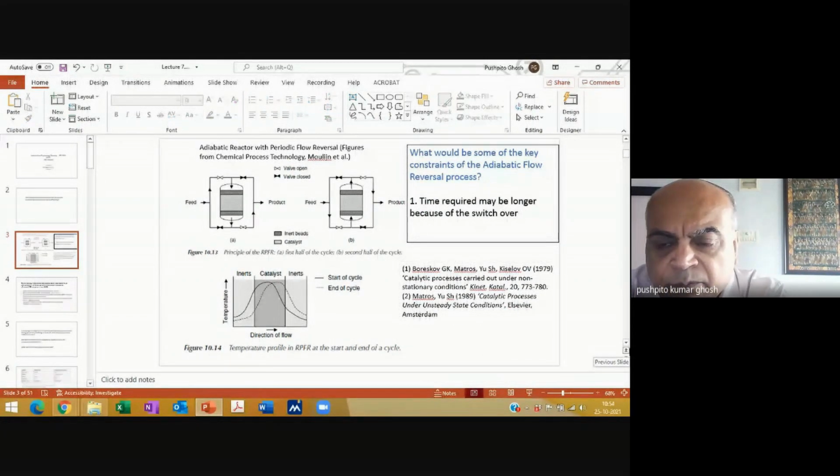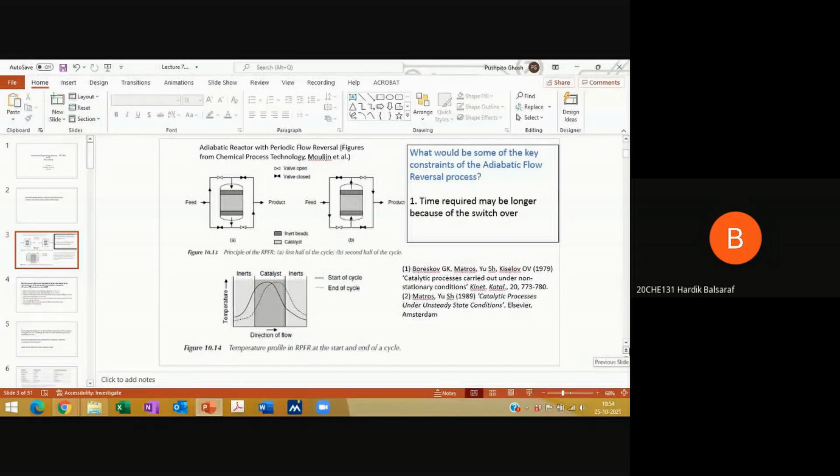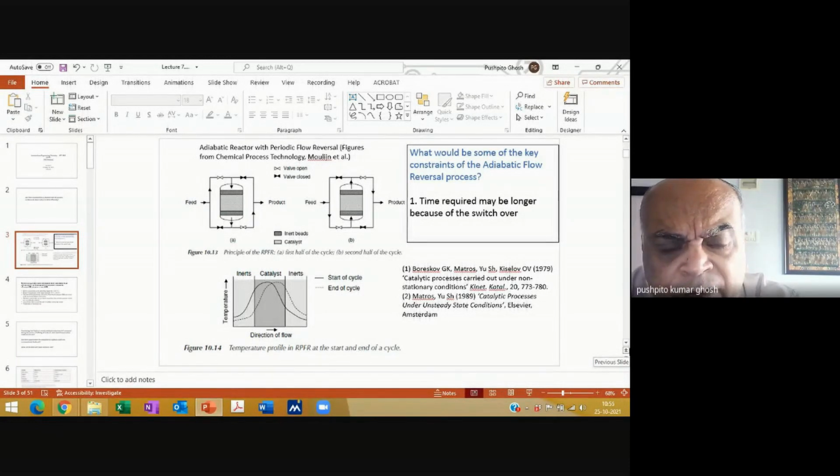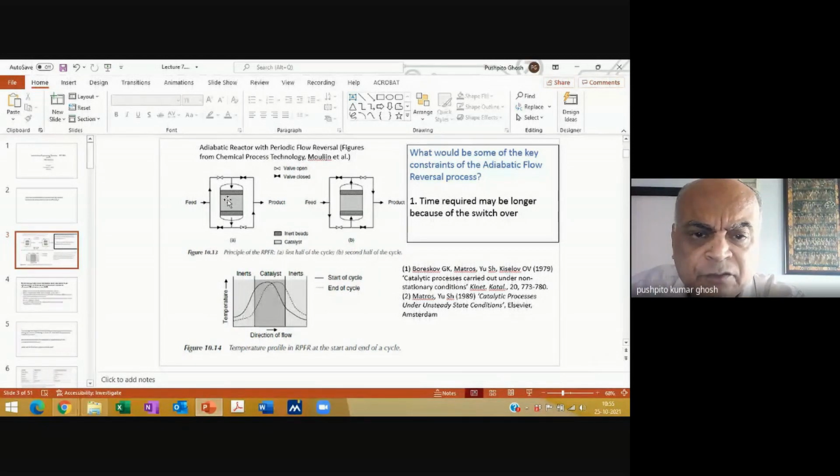Anything else that comes to your mind? A couple of points should come logically. So the catalyst is not used completely. Why would the catalyst not be used completely? This is the catalyst bed. As it is going through, there's no difference over there. You're flowing the stream through the catalyst bed, so it's passing through the entire amount of catalyst.